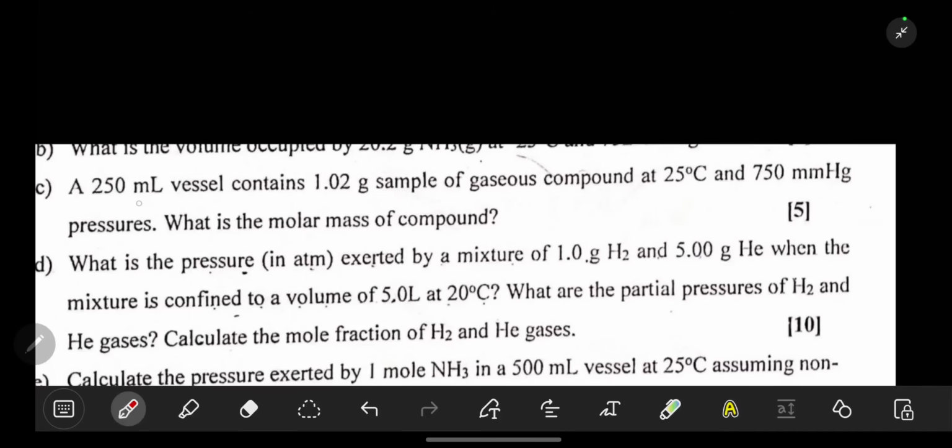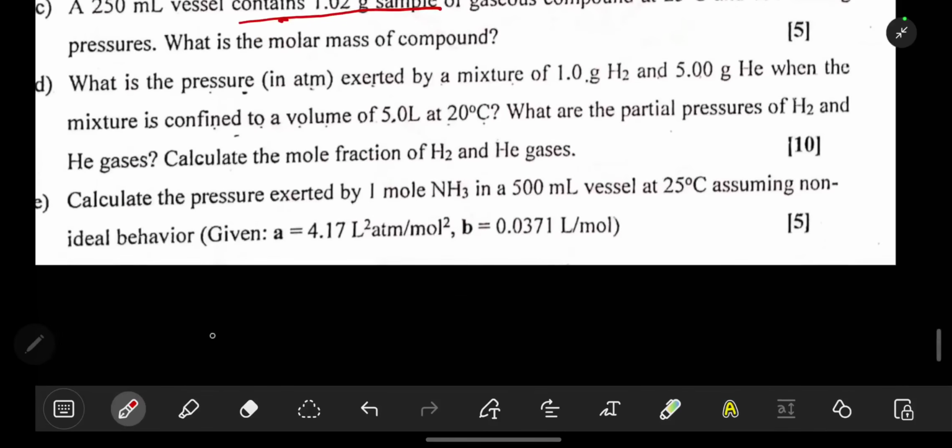So for this one, we have a 250 milliliter vessel that contains a 1.02 gram sample of a gaseous compound at 25 degrees Celsius and 750 millimeters of mercury. What is the molar mass of the compound? So, provided the mass, they want the molar mass. So what we are just going to do is use the one that has already been made the subject of a formula.